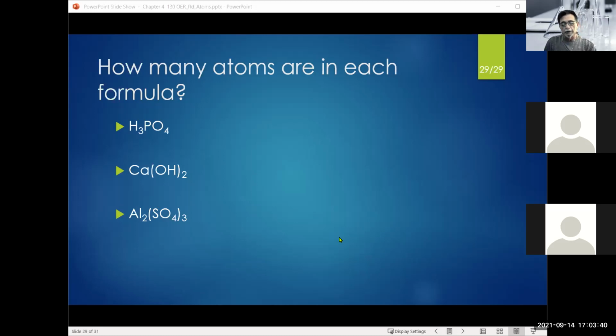Okay. The next one, Ca, which is calcium, and then in parentheses you have an OH moiety. OH has a very specific name, but there's 2 of them with that subscript. So we have 1 calcium, 2 oxygens, and 2 hydrogens, AKA calcium hydroxide.